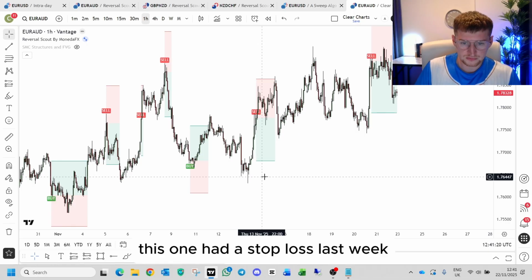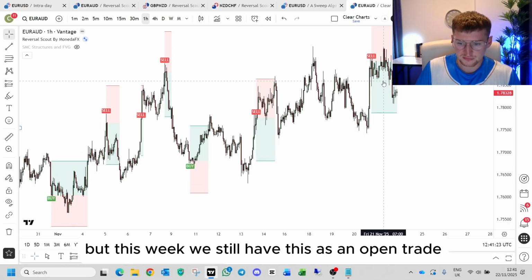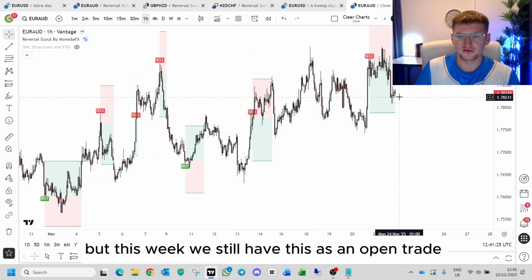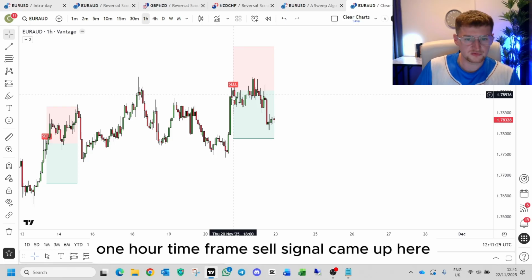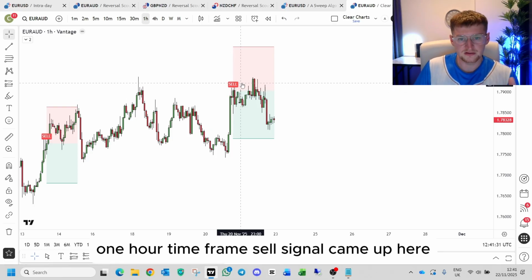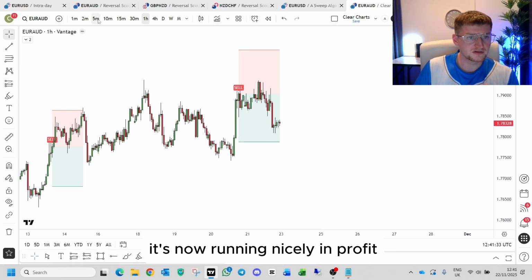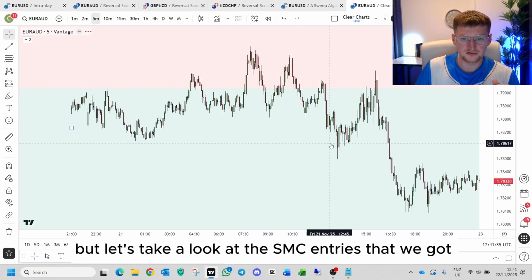This one had a stop loss last week, but this week we still have this as an open trade. Okay, so let's go through this, right? So we've got the 1 hour time frame, and a sell signal came up here. It's now running nicely in profit, but let's take a look at the SMC entries that we got.